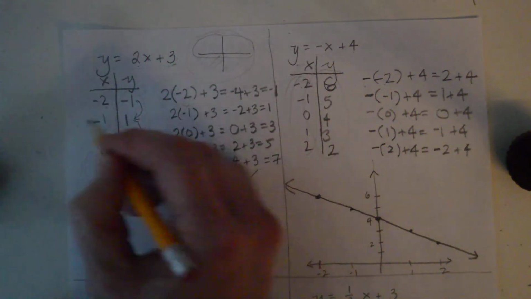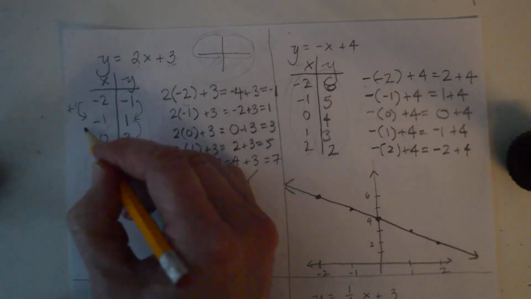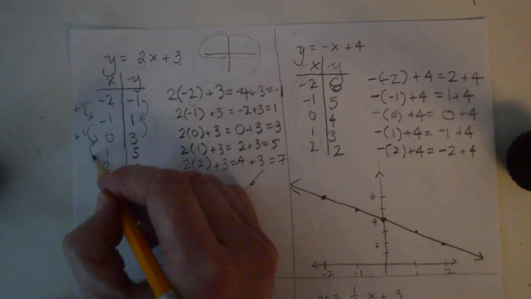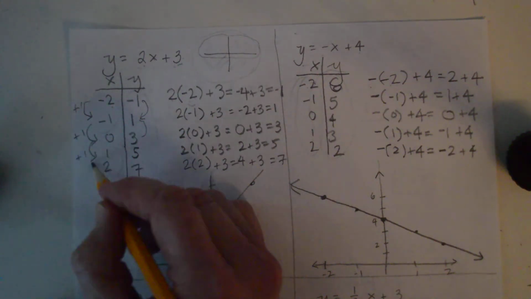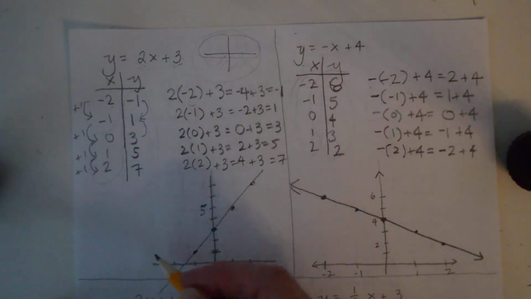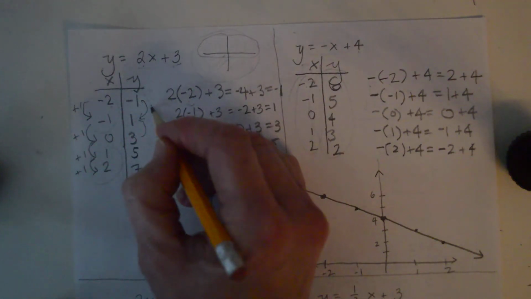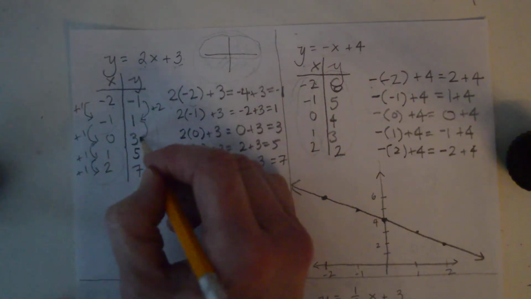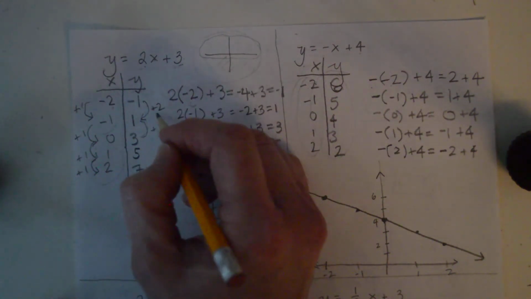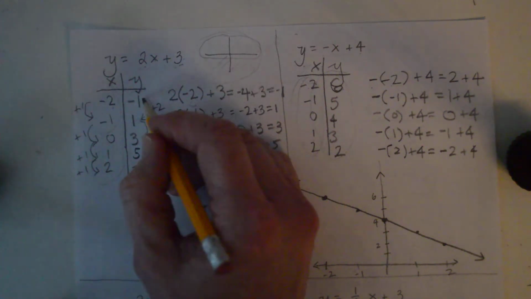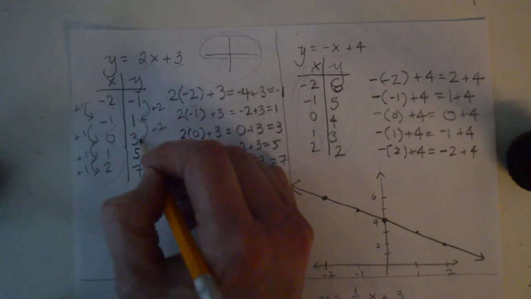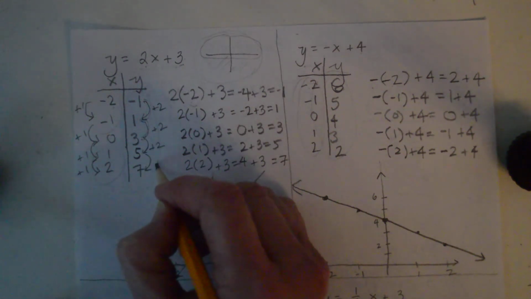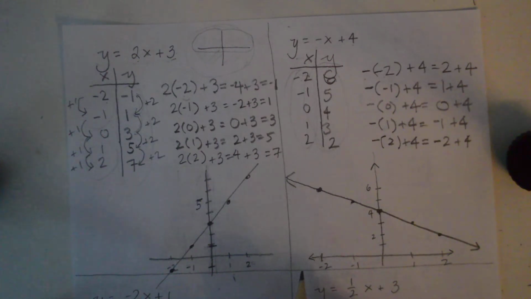that you increased your x value by 1, right, from -2 to -1 increased by 1, from -1 to 0 increased by 1, from 0 to 1 increased by 1, from 1 to 2 increased by 1. Every time we increased by 1, our y values increased by 2. From -1 to +1 is an increase of 2. From 1 to 3 is an increase of 2. From 3 to 5 is an increase of 2. From 5 to 7 is an increase of 2.